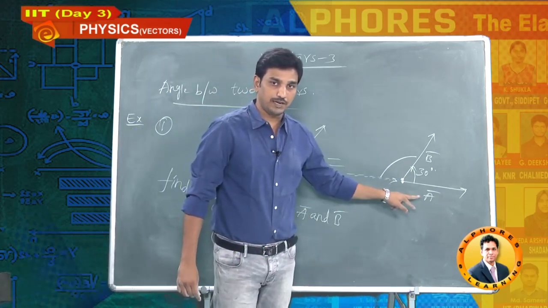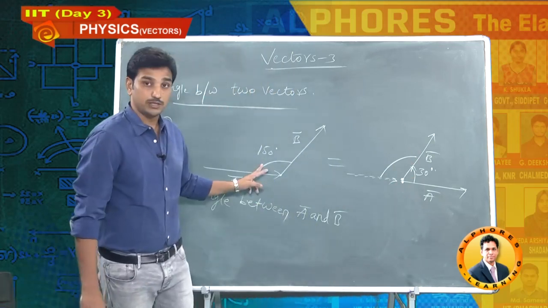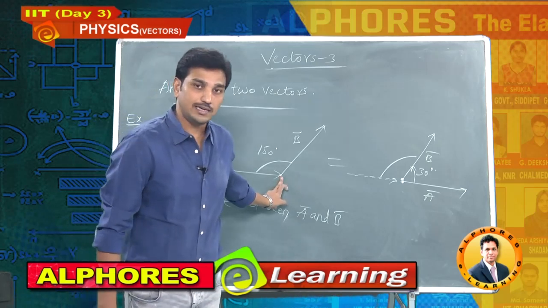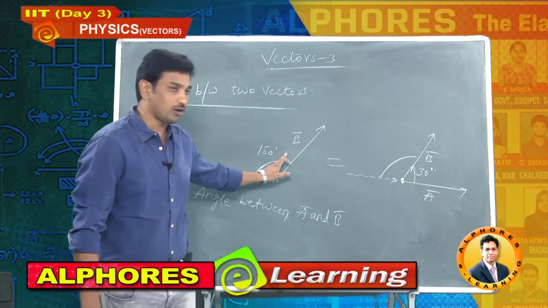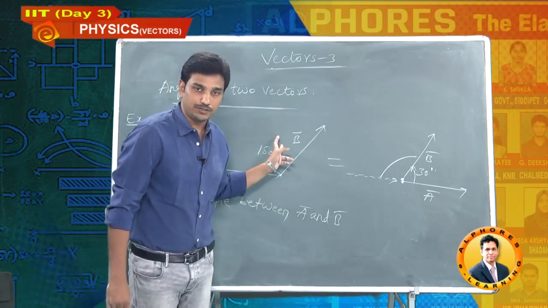Now, the angle between A bar and B bar is 30 degrees, not 150, because here head joined with the tail. When you join head and tail, the angle is not the angle between the vectors. So how to measure the angle between the two vectors?